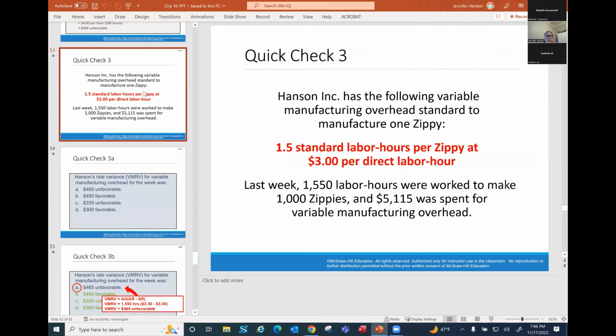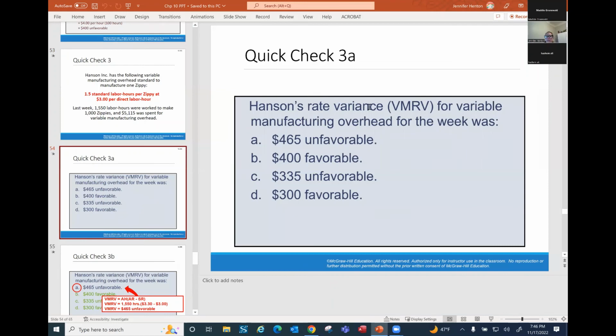All right, so now we're going to do one more quick check. Hansen has the following variable manufacturing overhead standard to manufacture one zippy: 1.5 standard labor hours per zippy at $3 per direct labor hour. Last week, 1,550 labor hours were worked to make 1,000 zippies, and $5,115 was spent for variable manufacturing overhead. They want to know Hansen's rate variance for variable manufacturing overhead.